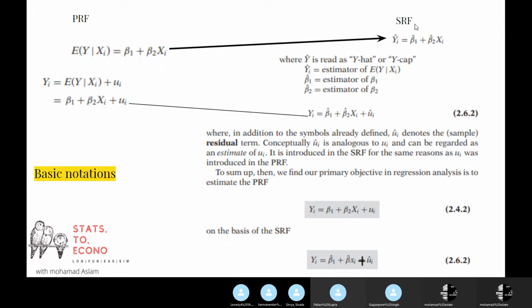So there is a slight change in the notations: the hat in the upper part, y hat, beta 1 hat, beta 2 hat. You can give any name. This is your dependent variable, and this is the independent variable.